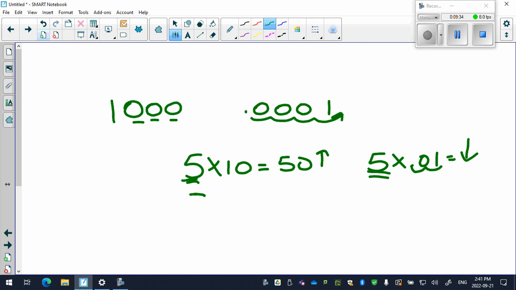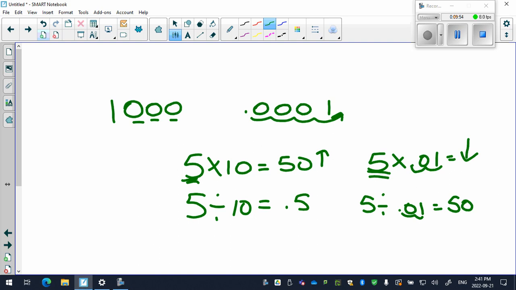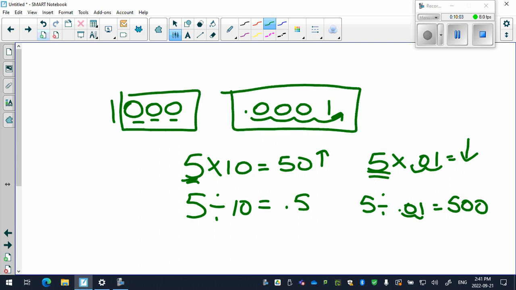And I'm almost done. 5 divided by a whole number is going to be a smaller number. Okay? So 5 divided by a decimal number is going to be a larger number. It only takes practice, a little bit of logical thinking, and an understanding of how many place values you're moving, and you'll be able to get this just fine.